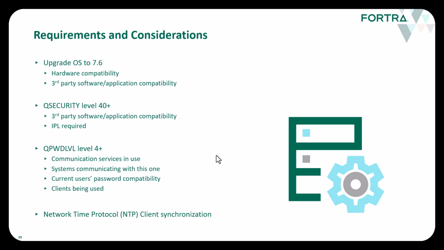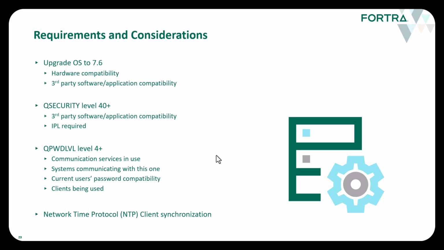So you kind of got to make sure that you understand all the things that go into Q password level 4 before you take that leap. And all of your users' passwords are going to have to be compatible. And there is a report you can run to review that and ensure that it will work. And think about your clients that are being used as well. If you're using ACS, you're good. Some of the other clients may not actually support password level 4 either.